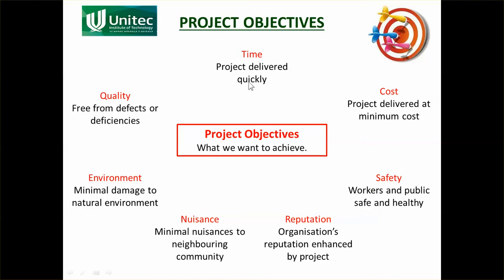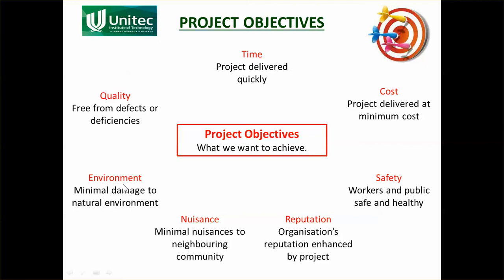Now safety, all of these other objectives, you have to compromise on. If you want it done cheaply, you have to take more time. Those are all compromises. Safety is the one objective we do not compromise on. We do not do something unsafely because it will save us money or because it will save us time. We are always looking at doing the job safely, and that is our top priority.